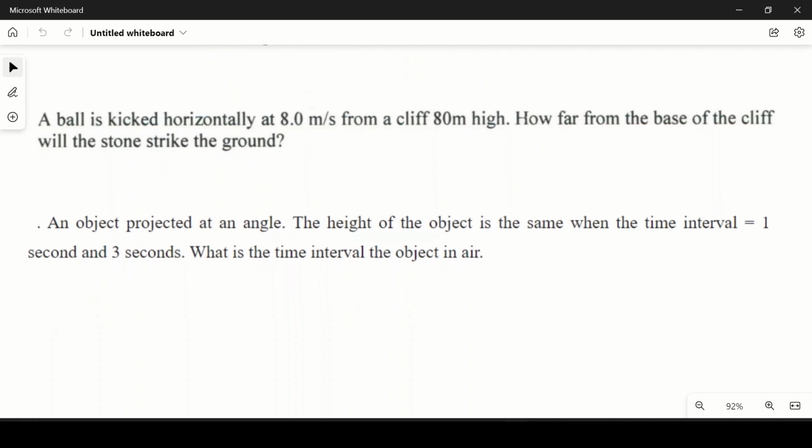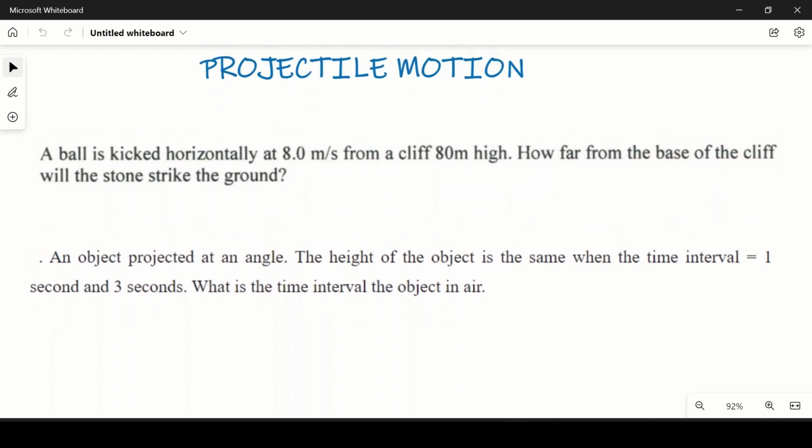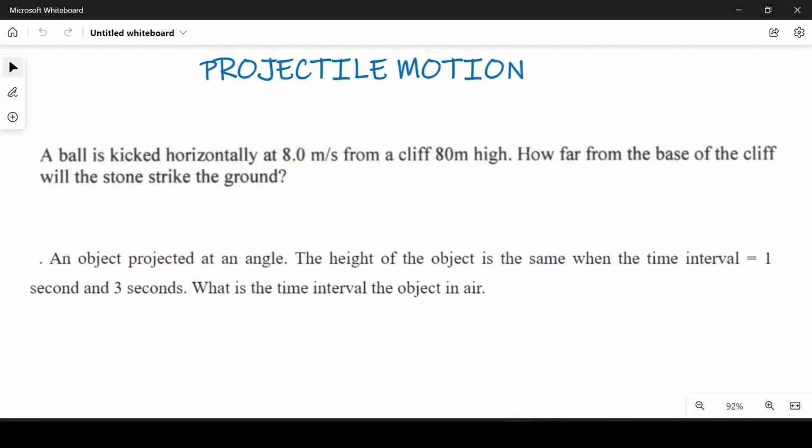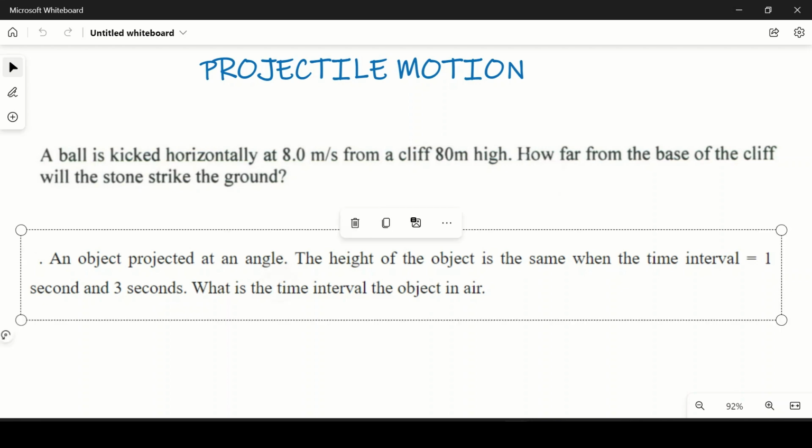The first problem is: a ball is kicked horizontally at 8 meters per second from a cliff 80 meters high. How far from the base of the cliff will this stone strike the ground? Let's first solve this problem, then we will move to the second problem.